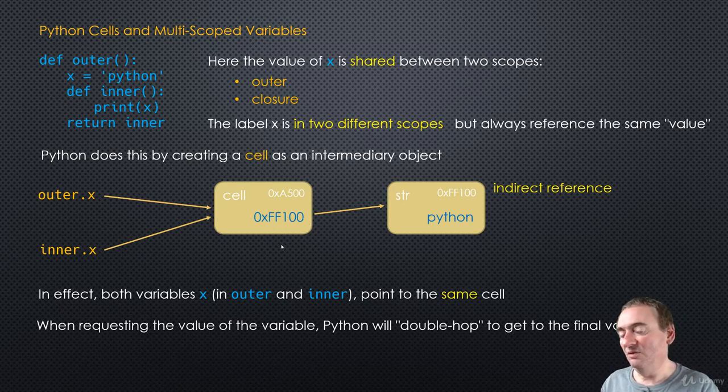So now you should understand why when that outer function finishes running and we call the returned value, it still knows what x is, because it still knows what cell is. Cell, right, didn't go away. Cell was the reference that outer x pointed to. When outer finished running, this goes away, but inner.x still points to the same cell. That object is still referenced. It's not garbage collected yet. All right?